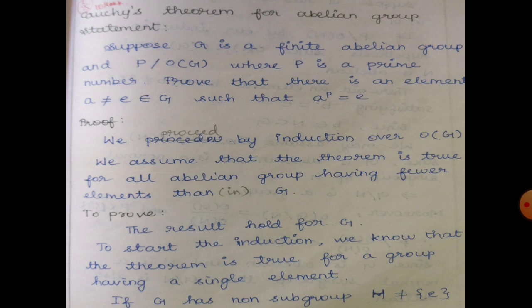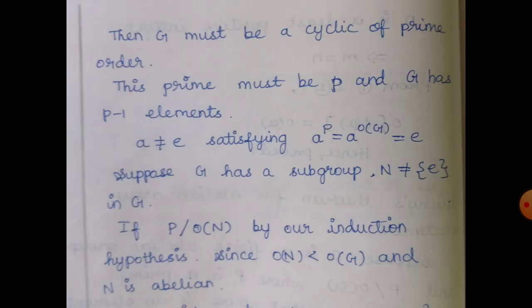To start the induction, we know that the theorem is true for a group having a single element. Now suppose G has no nontrivial subgroup H, that is H is not equal to E. Then G must be cyclic of prime order. This prime must be P and G has P minus 1 elements, so A is not equal to E satisfying A power P is equal to A power order of G, is equal to E.